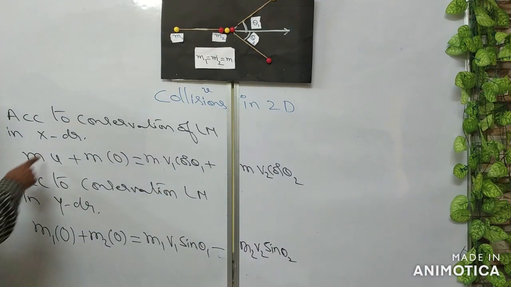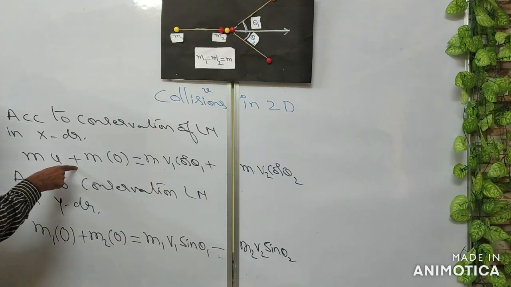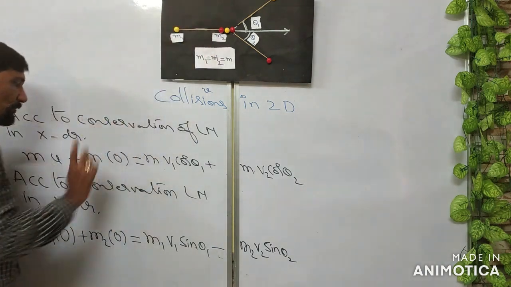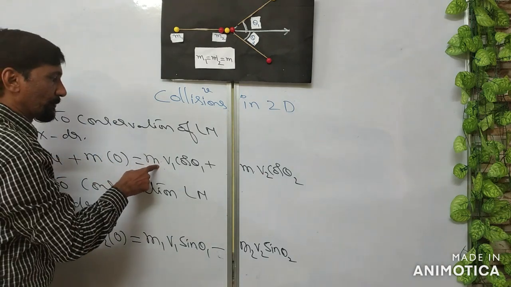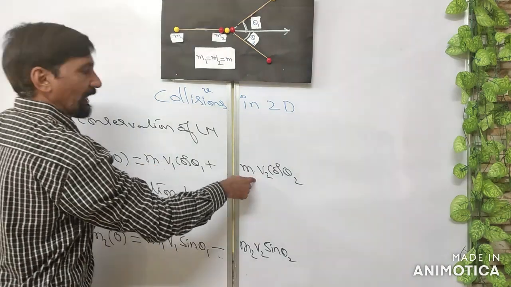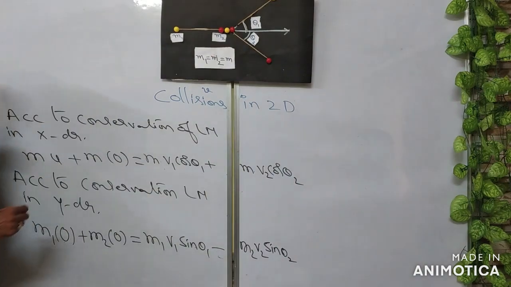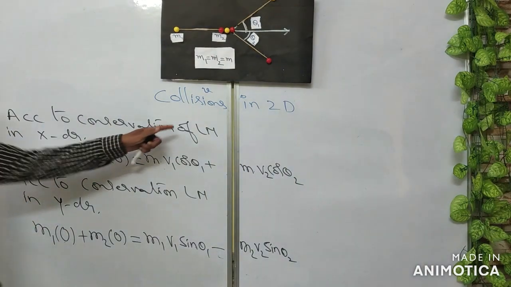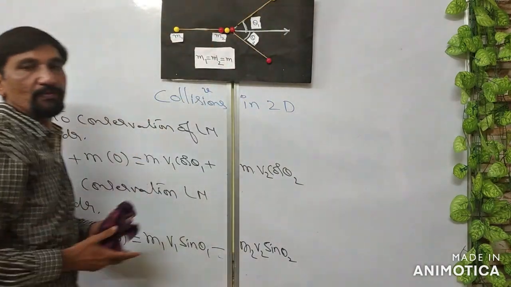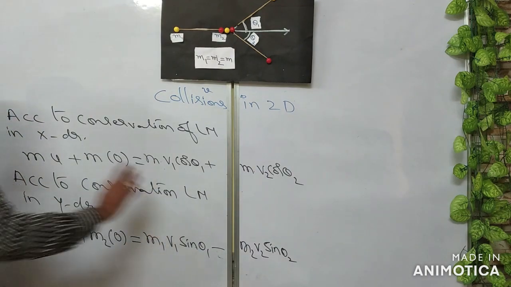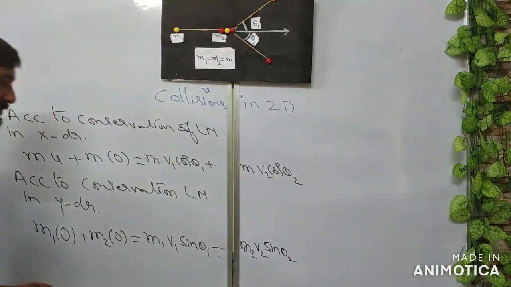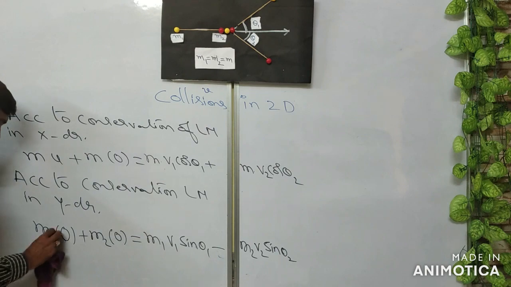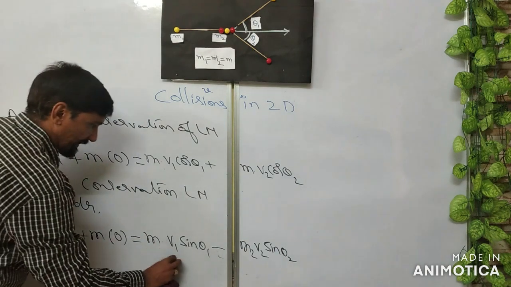So m u plus, the second body is at rest, so the corresponding velocity is taken as 0, equal to m v1 cos theta 1 plus m v2 cos theta 2. This is all in the x direction. Now you want to take it in the y direction. One is moving upwards and the other is going downwards, so that is why there is a negative sign. Both have equal masses.